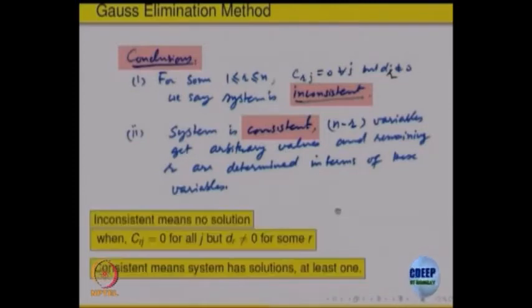So, we are summarizing this. The system is inconsistent means no solution, and that happens when there is something like 0 equal to non-zero in one of those equations, which have been reduced to a specific form using row operations. Consistent means there are solutions, at least one solution, and you can actually get an infinite number of solutions by putting various values for some variables and calculating the others in terms of them. So, this is the method suggested by Gauss to solve a system of linear equations.